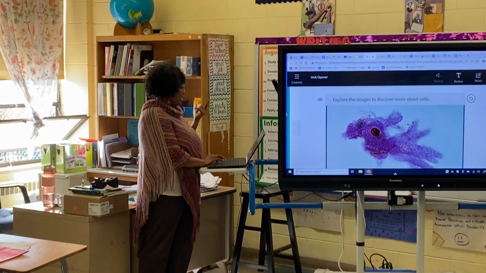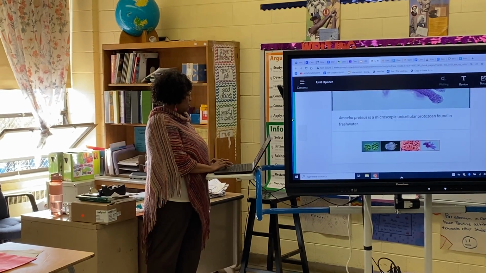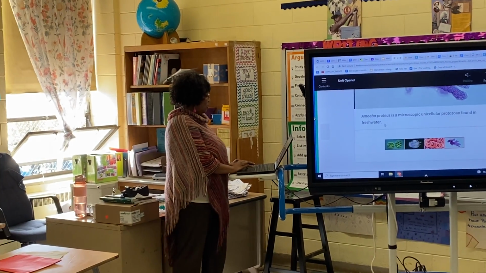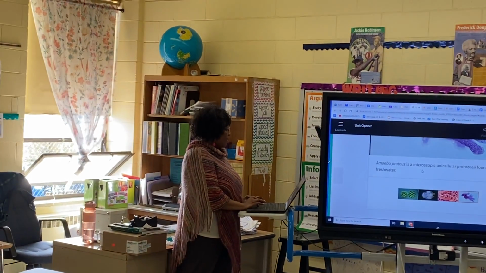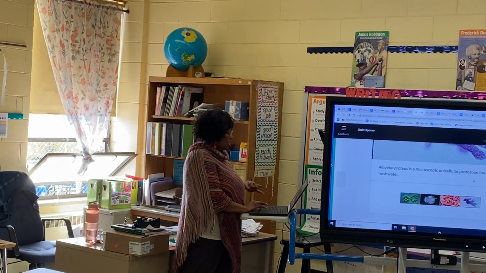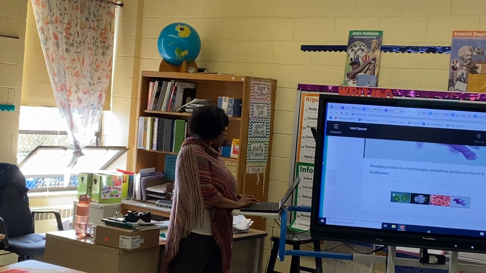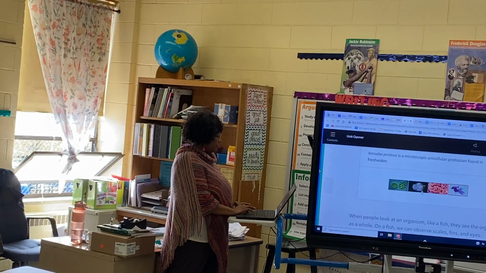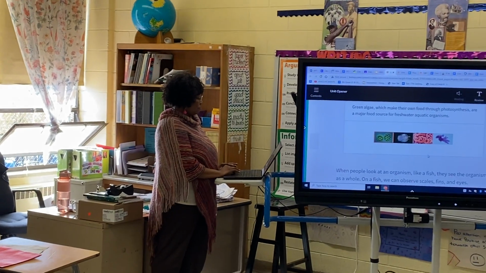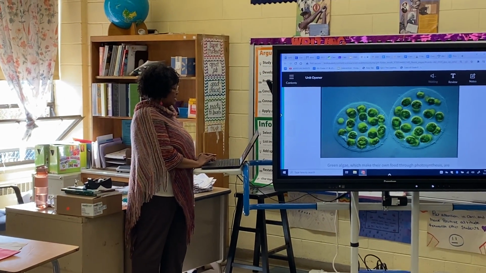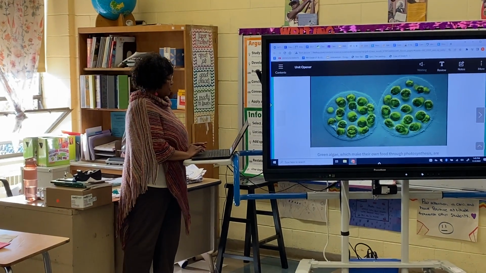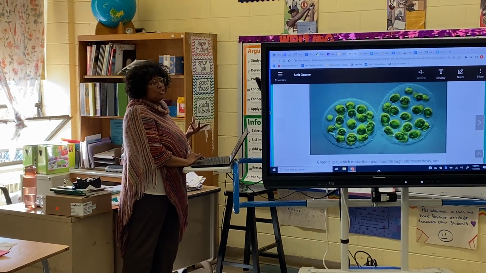So they say explore the images. Here are the images here. So we have amoeba, the Proteus, a microscopic unicellular protozoan found in fresh water. So if I click on it, this is how it's going to look. And you probably would never see this unless you use a microscope.